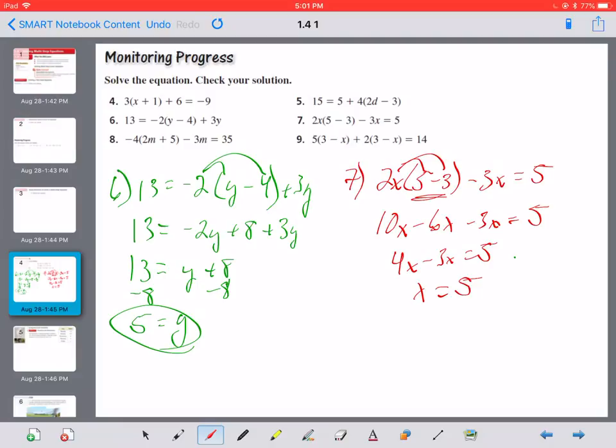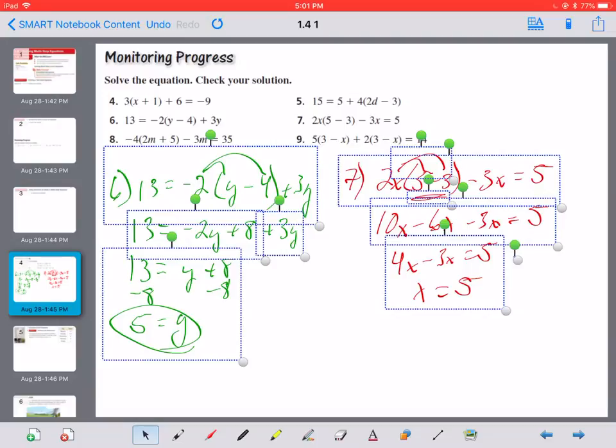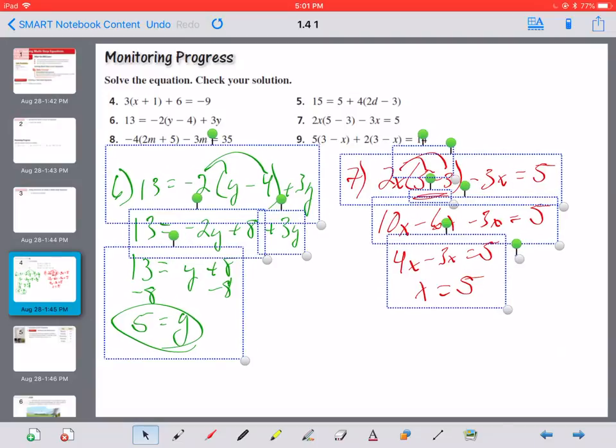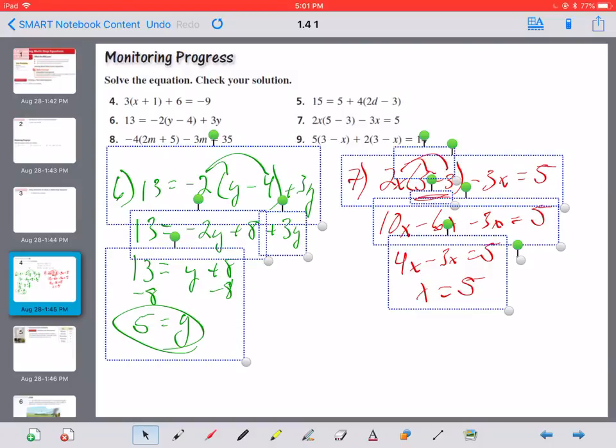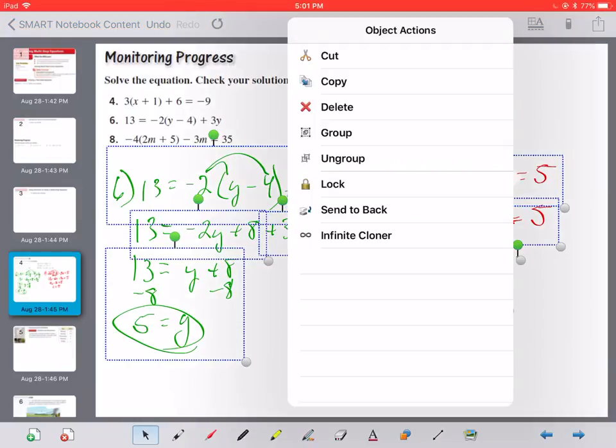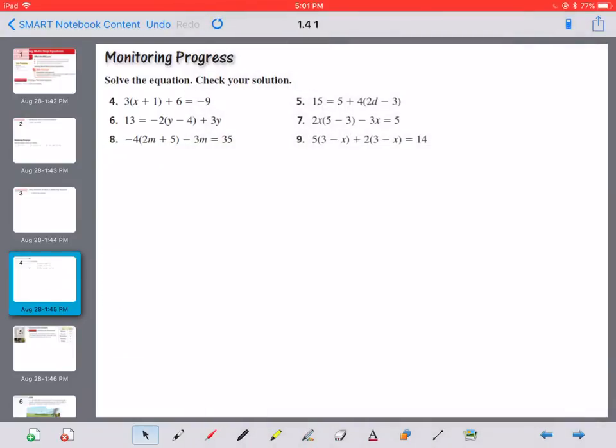Fantastic. And I just noticed that we could have combined those like terms and just gotten 4x minus 3x equals 5 and then gotten x equals 5. Could have saved us a little bit there. So that's pretty good. Let's see if I can delete all of those guys. Gotta hold it long enough. Maybe if I use my big finger.